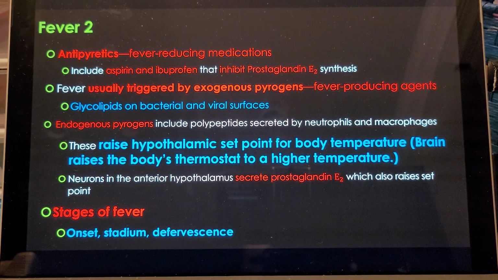Now, we have 3 different stages of fever. We have onset, stadium, and defervescence. So basically, start, stay, stop.